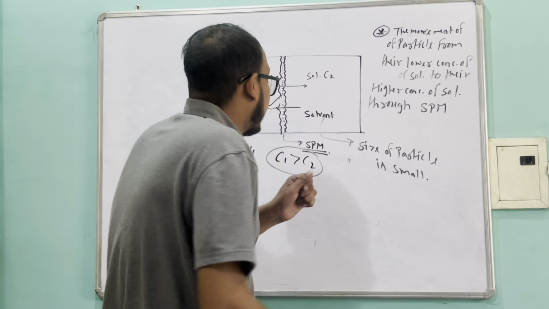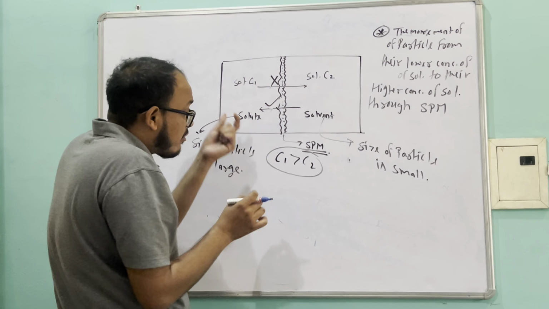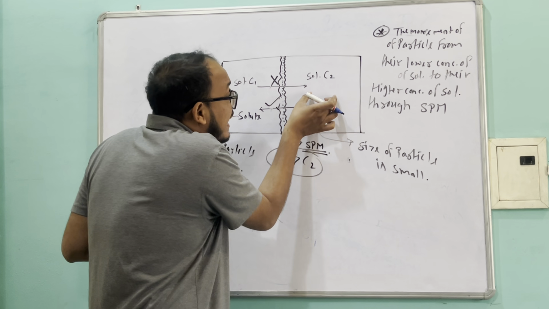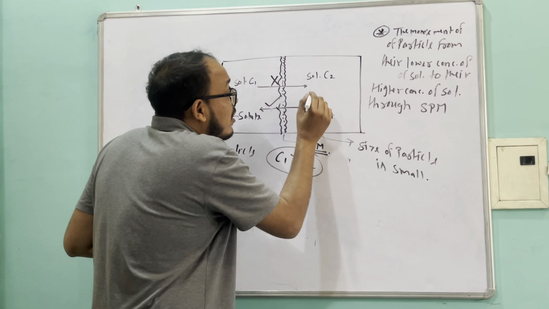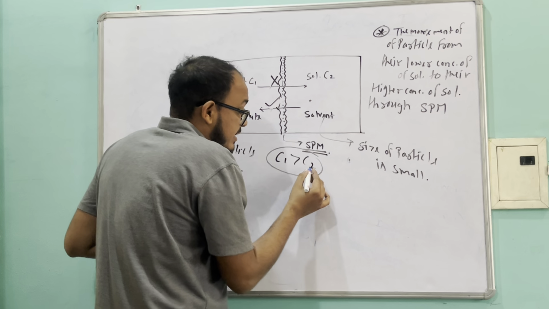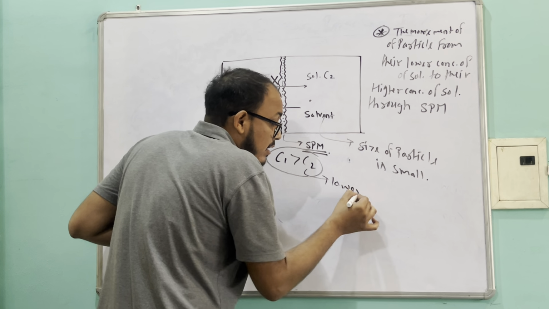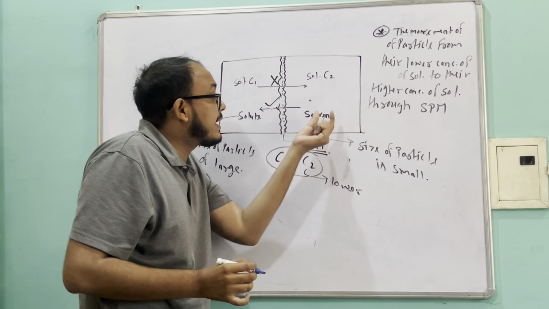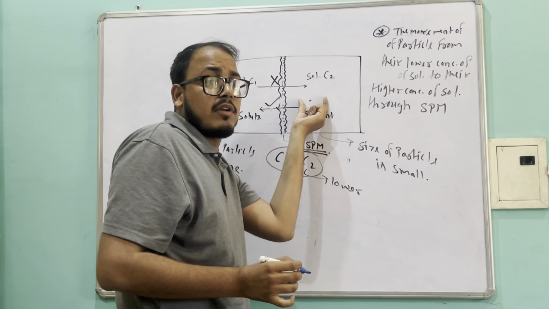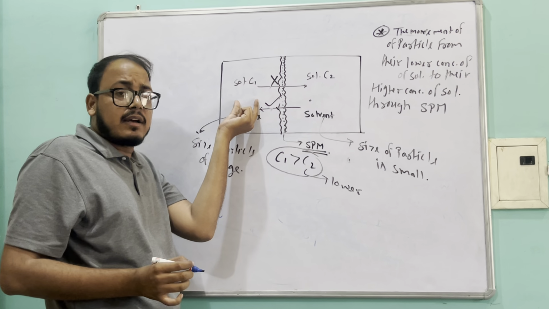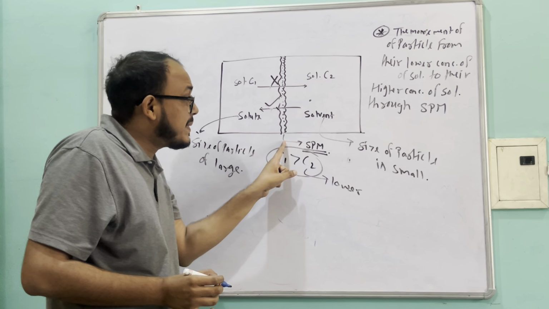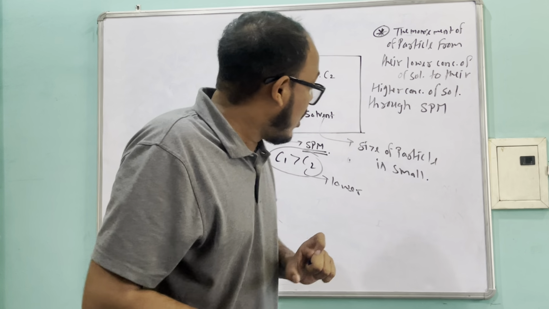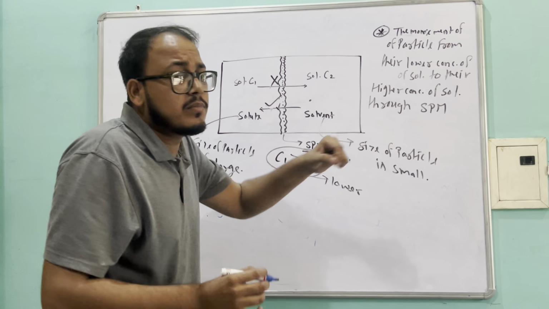So here we know that the concentration of C1 is greater than C2. So the movement of particles is from their lower concentration, here C2 is lower. Beta, listen, the C2 is lower. So the movement of particles from their lower concentration of solution to their higher concentration of the solution through a SPM, that is known as osmosis. Clear to all?